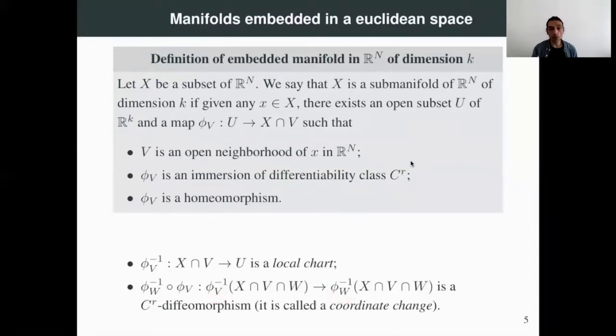Because of that, we are going to have maps of change of parameters, or coordinate changes, that associate the parameter that parameterizes a certain point to another parameter that parameterizes the same point for a different parametrization. And these maps, as a consequence of our conditions, are going to be C^r if our manifold is C^r.